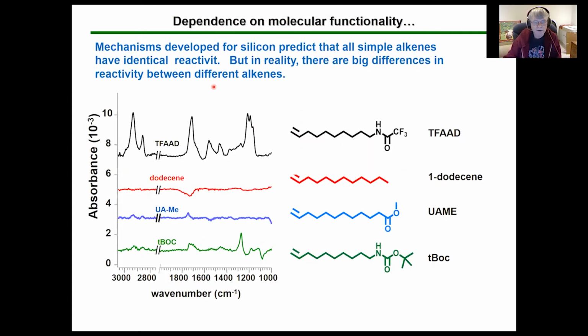Well, we did a lot of studies back in those days to begin to probe mechanistically what was going on. And one of them that we didn't really appreciate at the beginning was this molecule called TFAD that we used in that very first paper. Turns out to be very unusual.